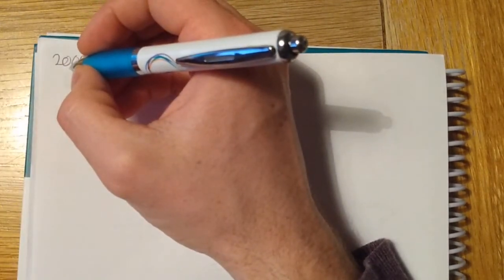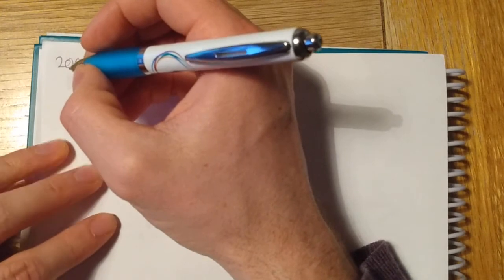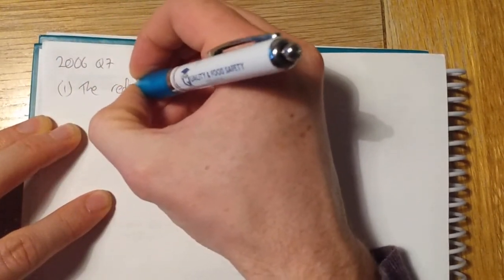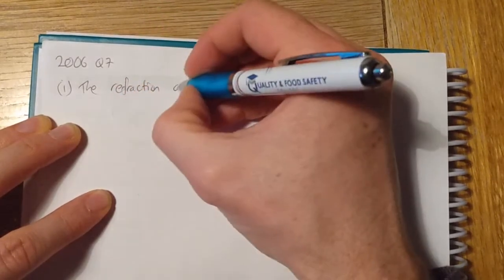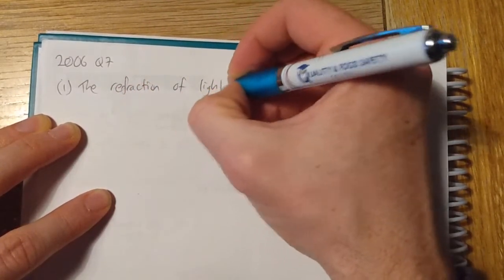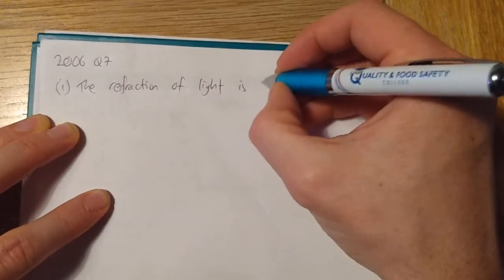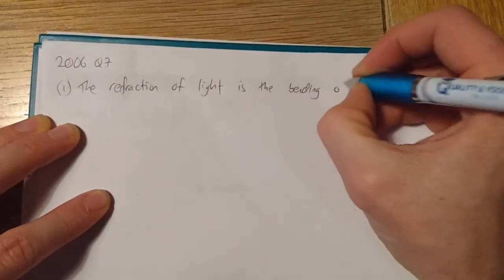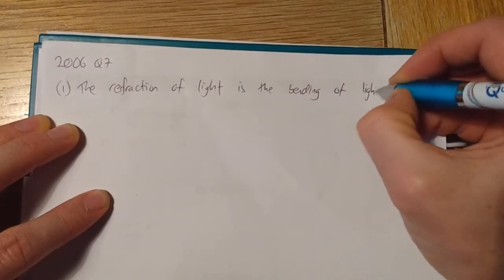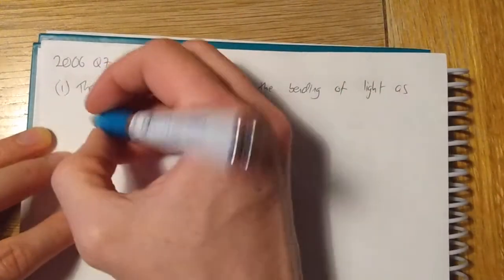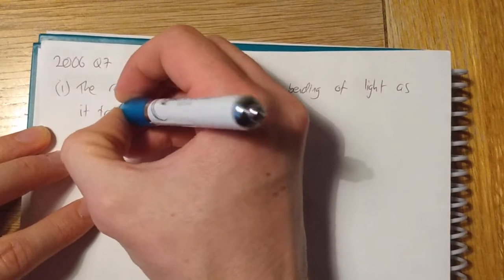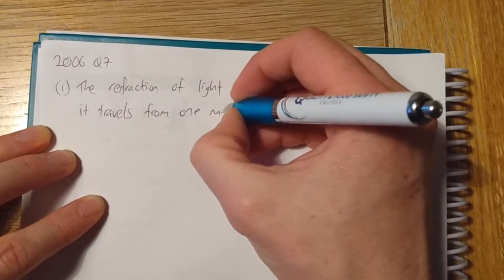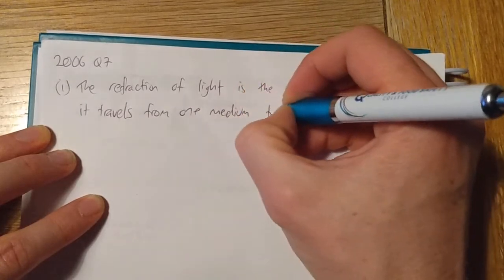So the first part of the question is, what is meant by the refraction of light? Okay, so the refraction of light, or any wave, is the bending of light as it travels from one medium to another.